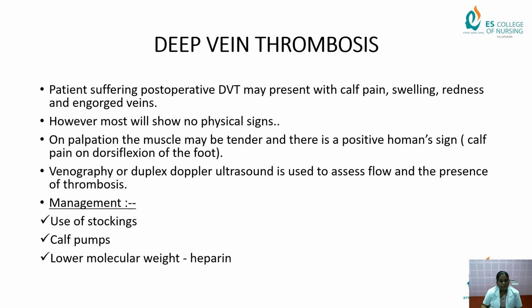Venography and duplex Doppler ultrasonography can be used after the Homans sign is positive to assess the flow and presence of thrombosis. And management. How to manage DVT: use of stockings, calf pumps, and low molecular weight heparin, that is heparin or enoxaparin. The heparin group, enoxaparin, they give as low molecular weight heparin.